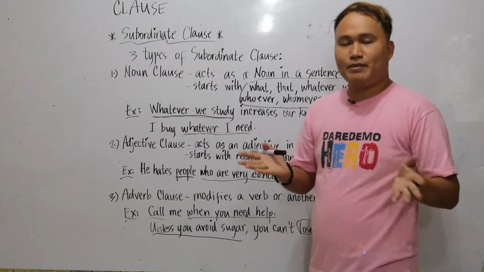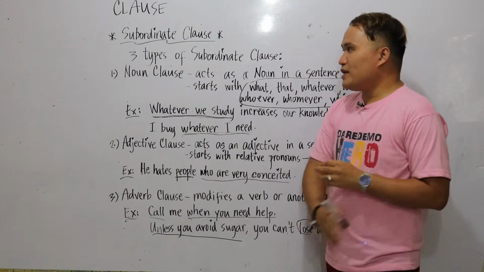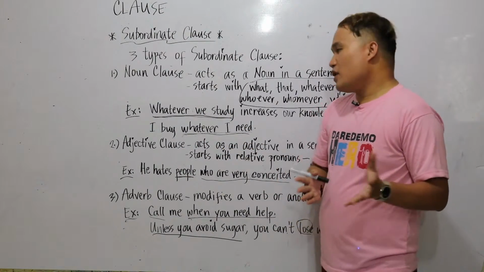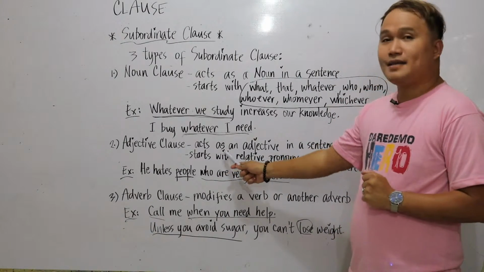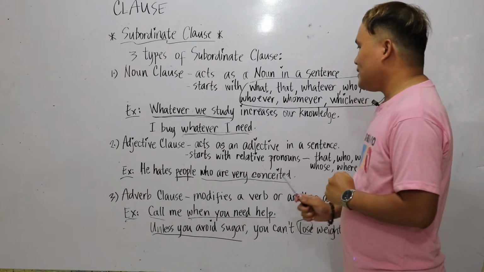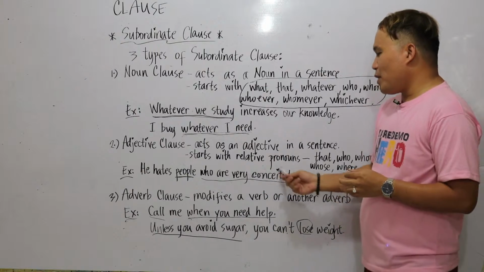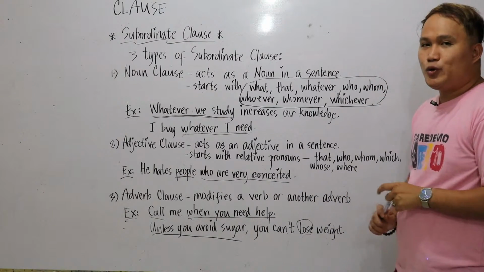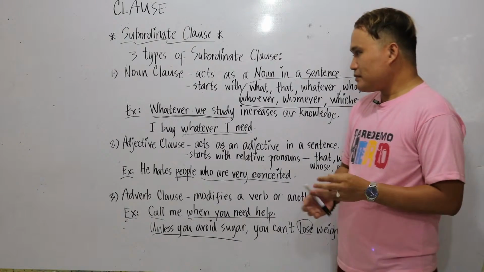Okay? I hope I made myself clear. Let's move on with the second type of the subordinate clause, which is the adjective clause. Adjective clause acts as an adjective in a sentence. It also starts with relative pronouns like that, who, whom, which, whose, and where.